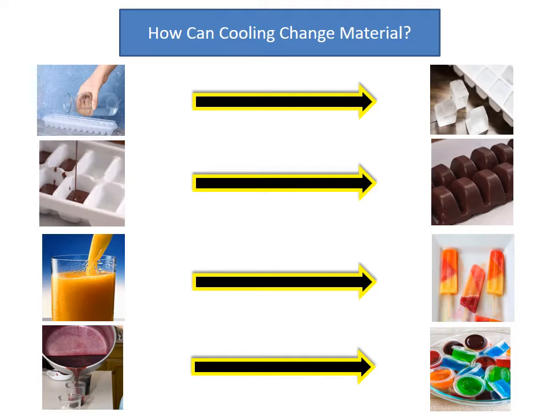When cooled in a refrigerator, liquid chocolate becomes solid chocolate. When cooled in a freezer, fruit juice becomes popsicles. When cooled in a refrigerator, liquid jelly mixture becomes firm but wobbly.